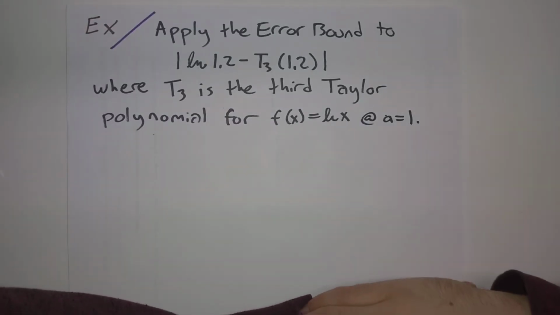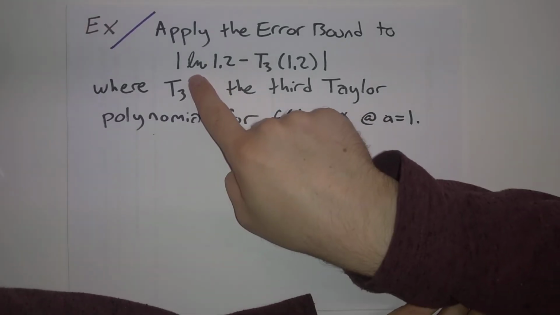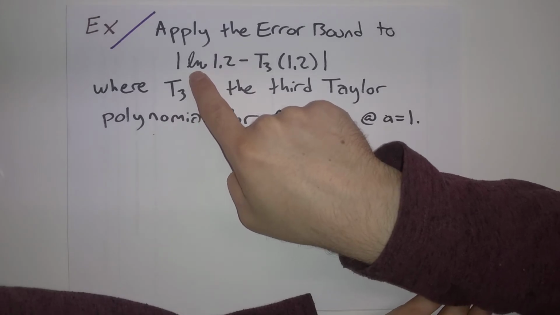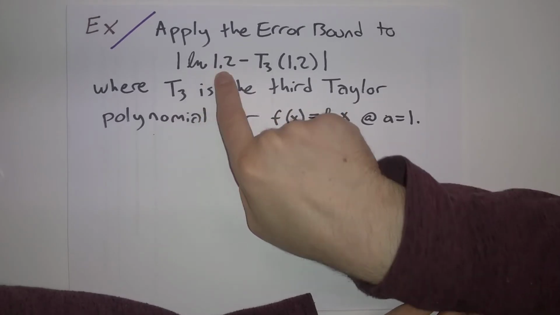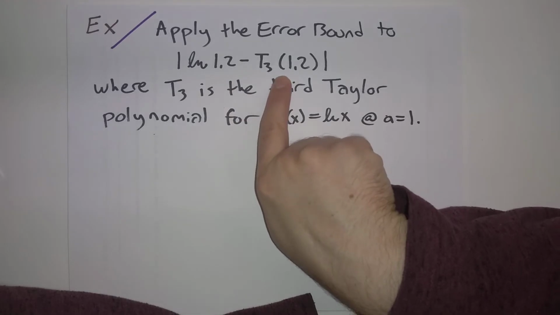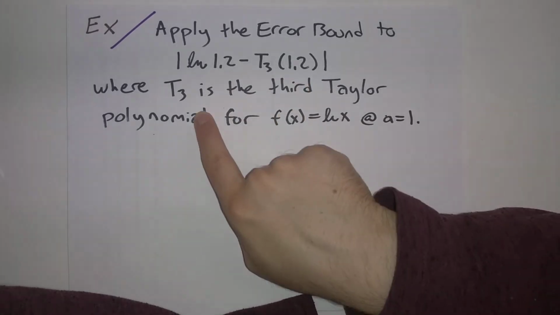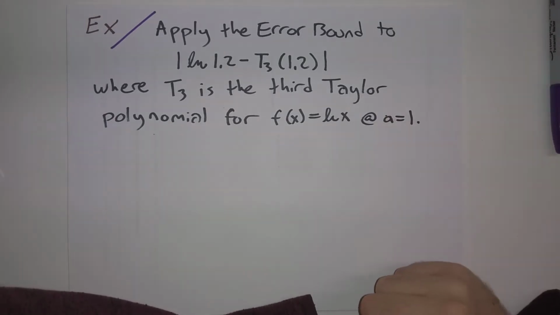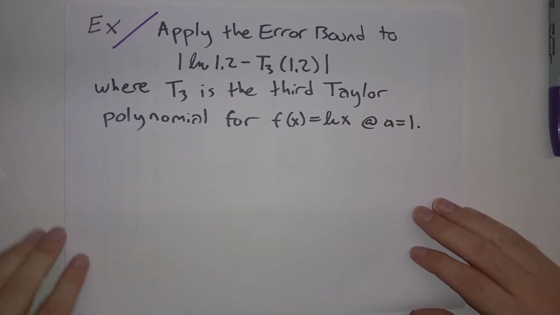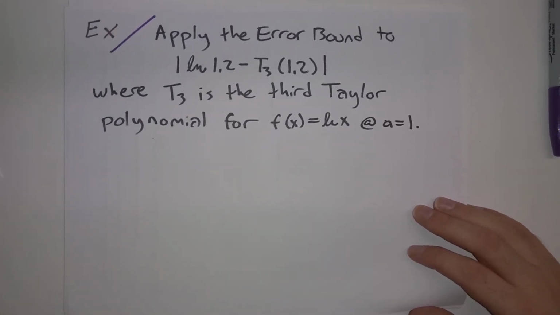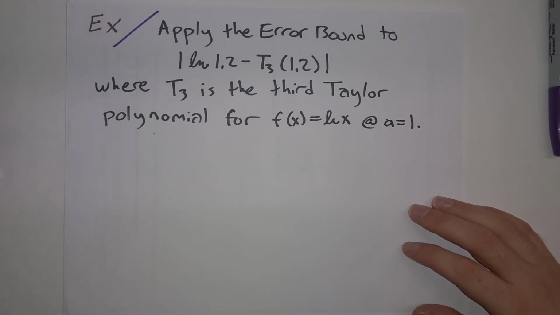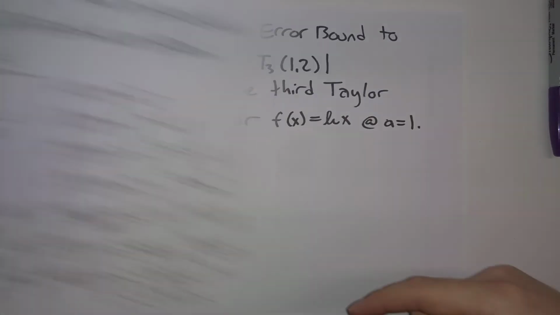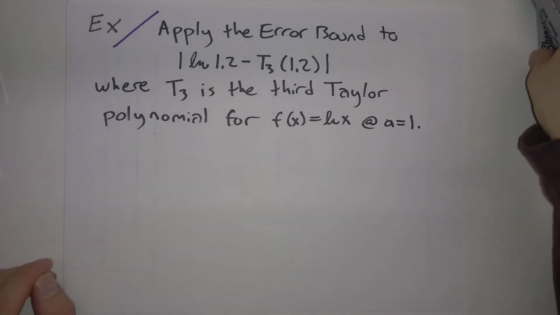So let's apply the error bound to estimate how big the error is for natural log of 1.2 minus t sub 3 of 1.2, where t sub 3 is the third Taylor polynomial for f of x equal to natural log of x at a equal to 1. The textbook chose this problem. This is something that we've already dealt with here. So let's see. What do we have to do?